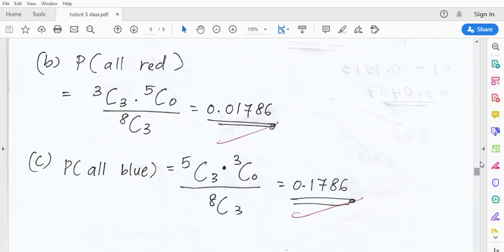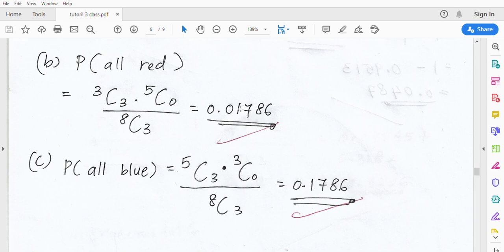And B is what is the probability that the candies are all red. So all are red, so from blue we choose nothing. So 5C0 and red is 3, so we choose all 3, divided by 8 choose 3, since 3 plus 5 is 8. So we will get the probability 0.01786.